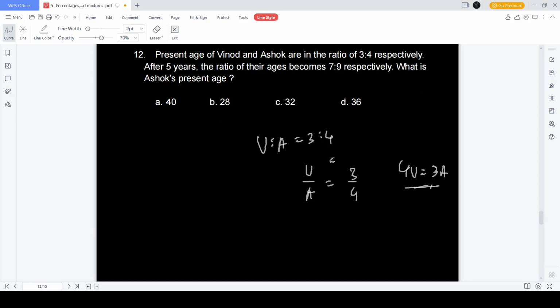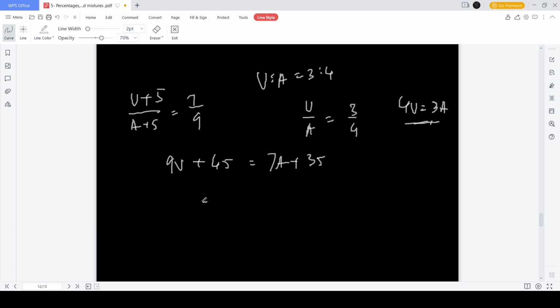After 5 years, their ages become 7 is to 9. So (V plus 5) by (A plus 5) is equal to 7 by 9. Now we cross multiply. 9V plus 45 is equal to 7A plus 35. So we get 9V plus 10 is equal to 7 into A. Here we know 3 into A is 4 into V.